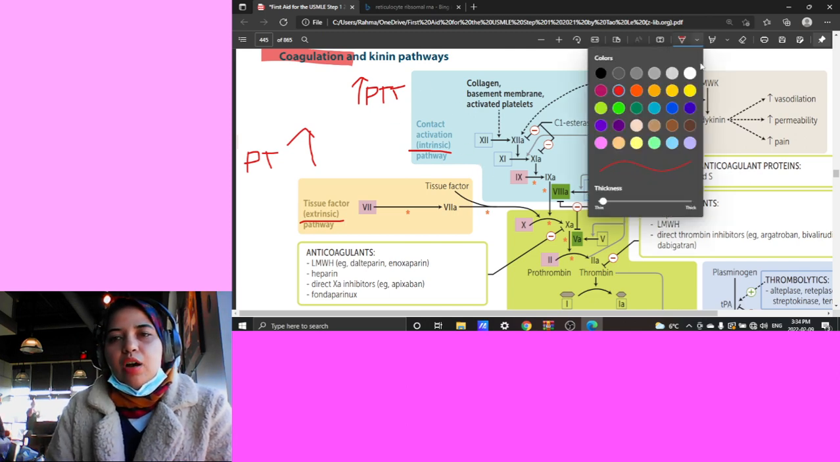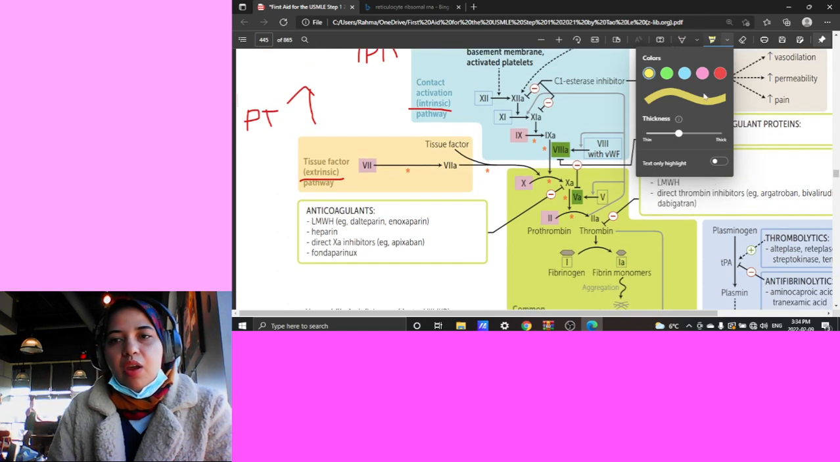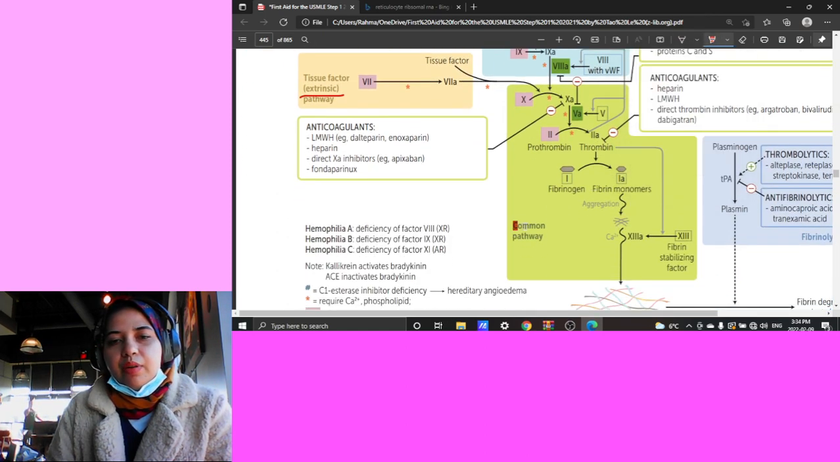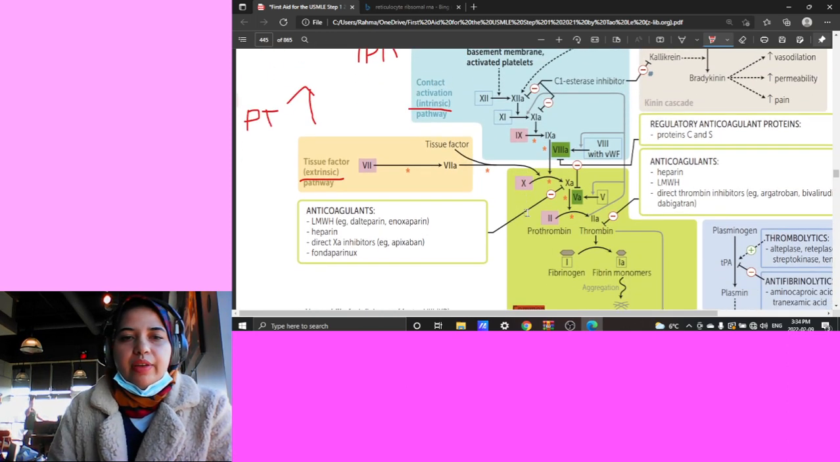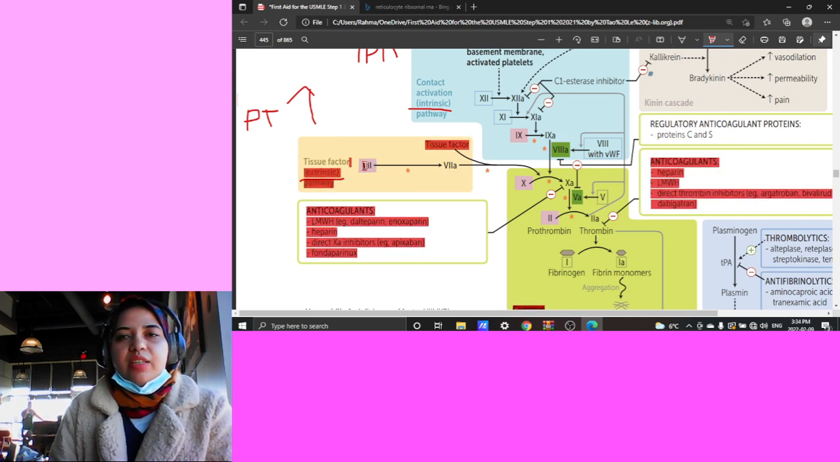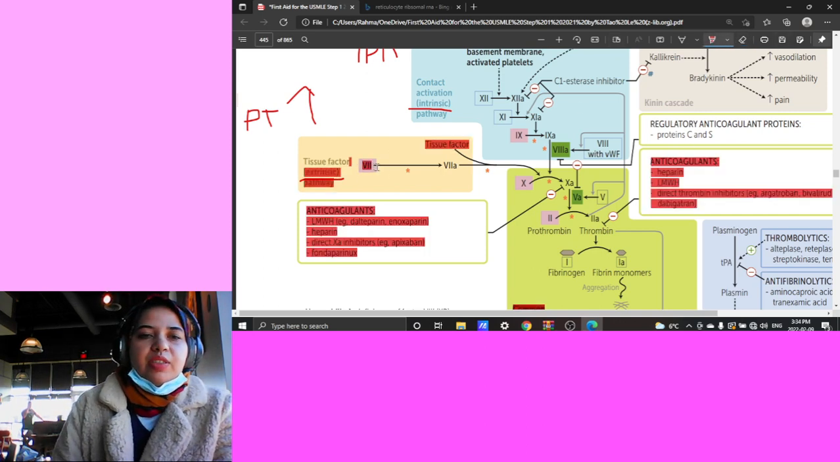Then you want to look at the common pathway. Both the intrinsic and the extrinsic pathways are going to activate the common pathway, so this is the common ground between both of them. Let's take a look at what's happening in the extrinsic pathway. You have tissue factor, which is released whenever there is exposure or damage to cells. So you have factor 7. This is a test of factor 7.